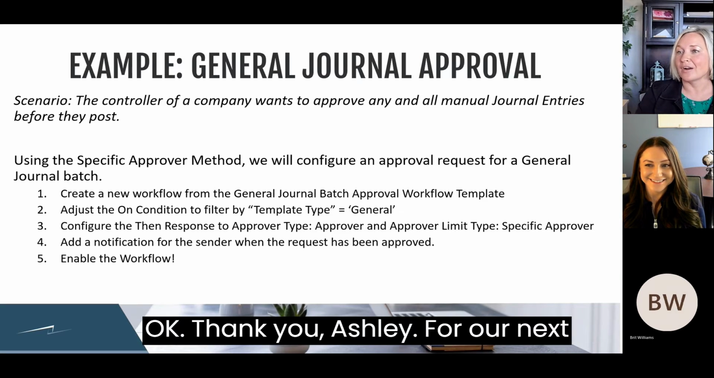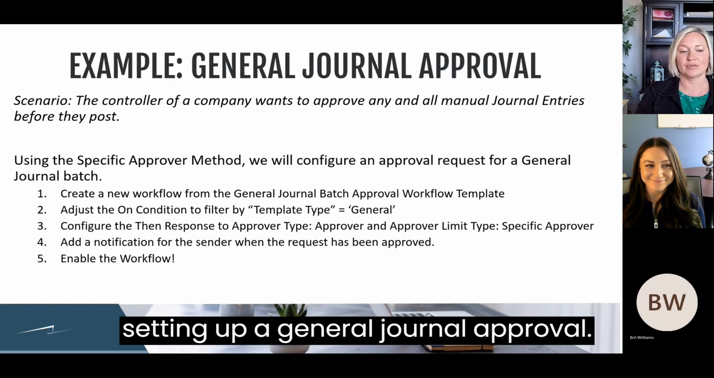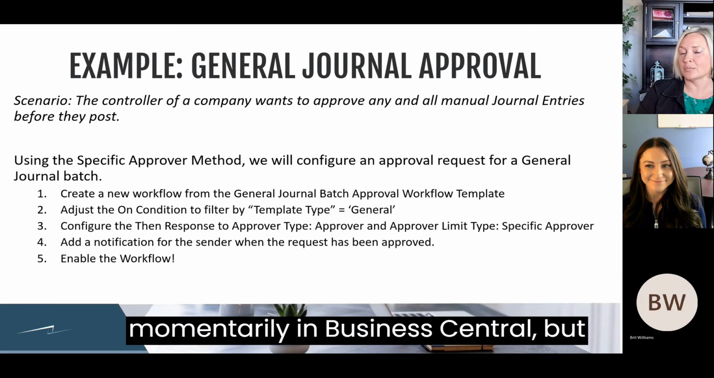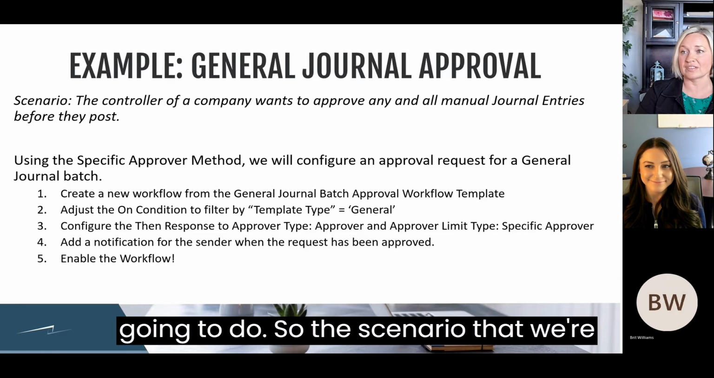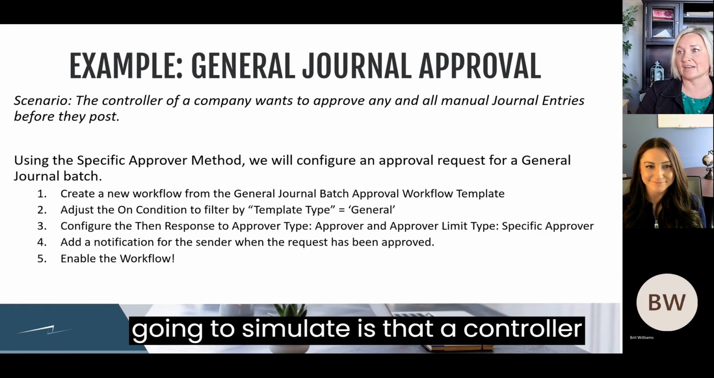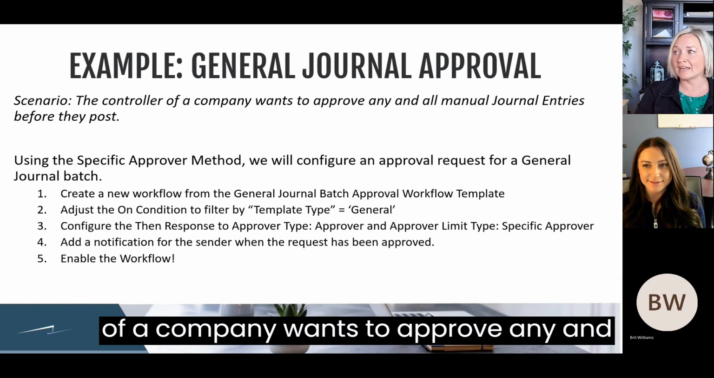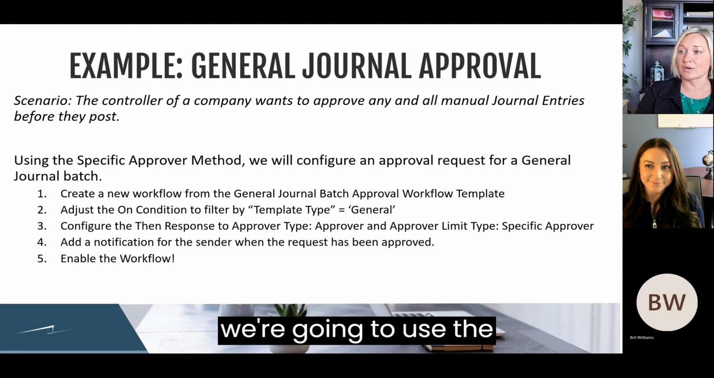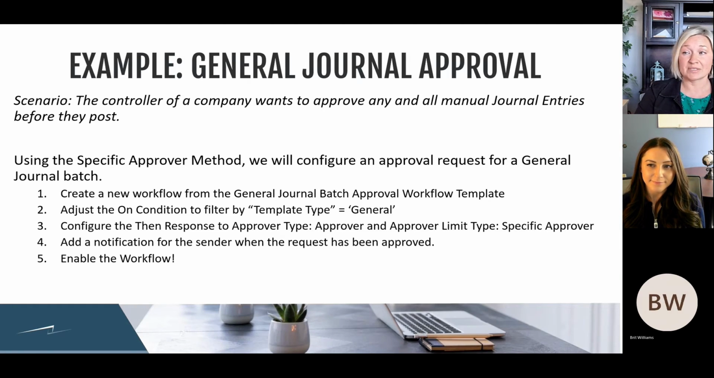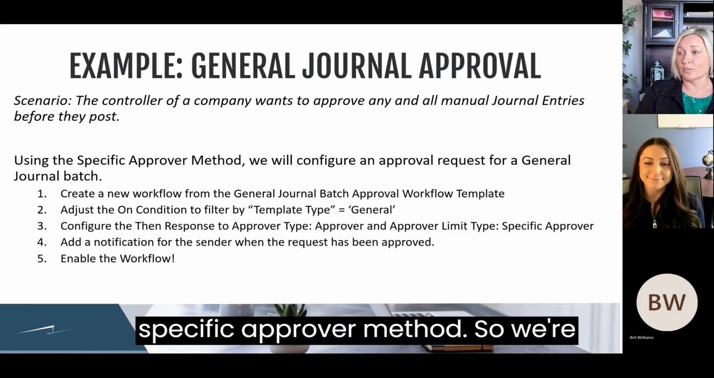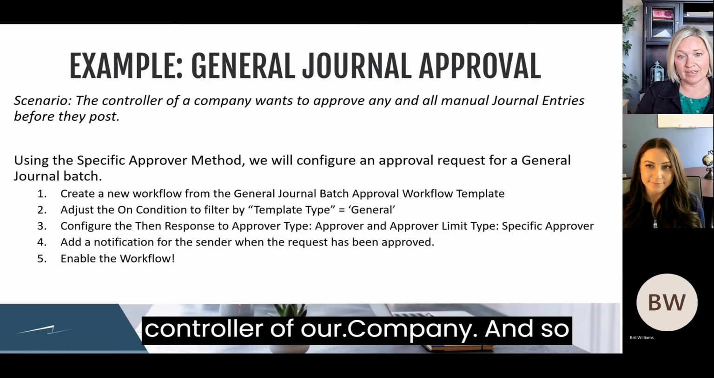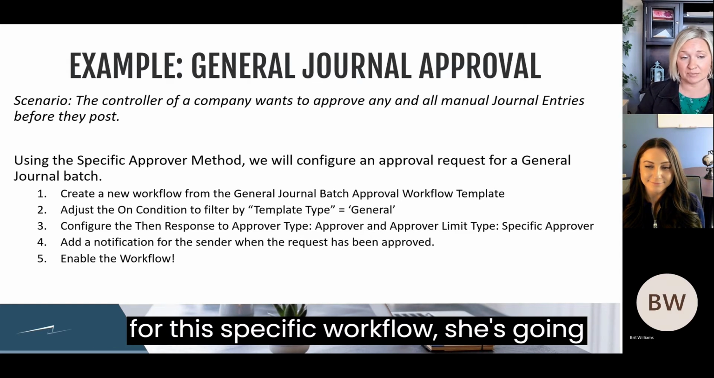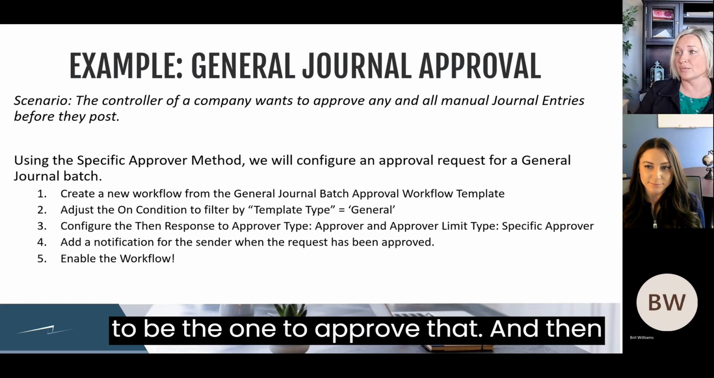Okay, thank you, Ashley. For our next example, we're going to walk through setting up a general journal approval. So I'm going to share my screen momentarily in Business Central, but first we'll talk through what we're going to do. So the scenario that we're going to simulate is that a controller of a company wants to approve any and all manual journal entries before they're posted. So in order to do this, we're going to use the specific approver method. So we're going to pretend that Ashley is the controller of our company. And so whether or not she's typically the person that approves my workflows or not for this specific workflow, she's going to be the one to approve that.